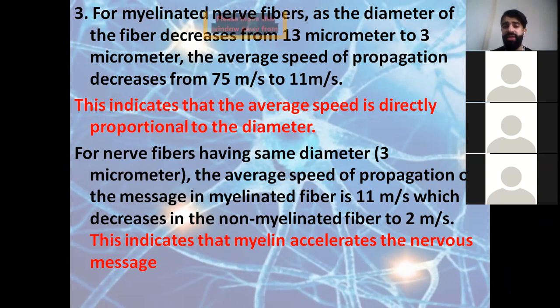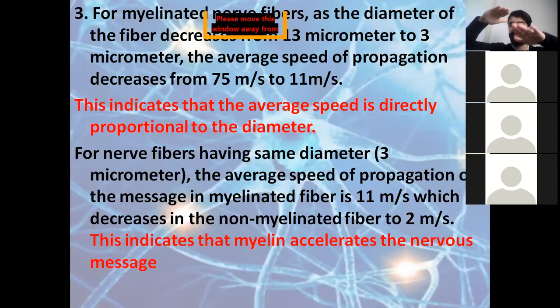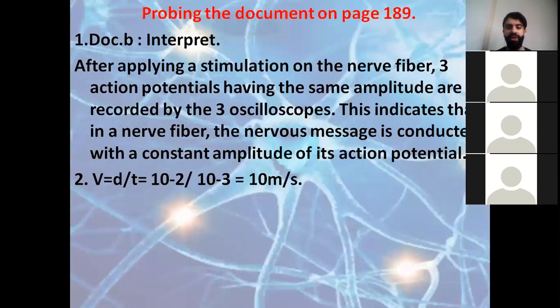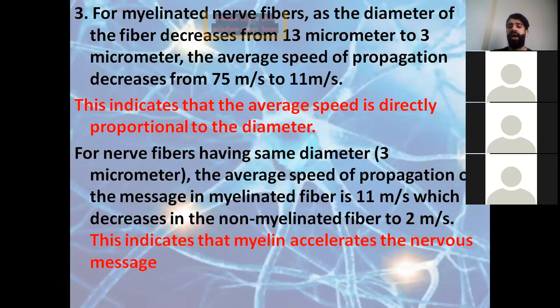So this indicates that the average speed is directly proportional to the diameter. As diameter increases, the speed of propagation increases. As diameter decreases, the speed of propagation decreases. For nerve fibers having the same diameter, 3 micrometer, pay attention here: they have myelinated and non-myelinated nerve fibers. The average speed of the nervous message in the myelinated fiber is 11 meter per second, which decreases to 2 meter per second in the non-myelinated.